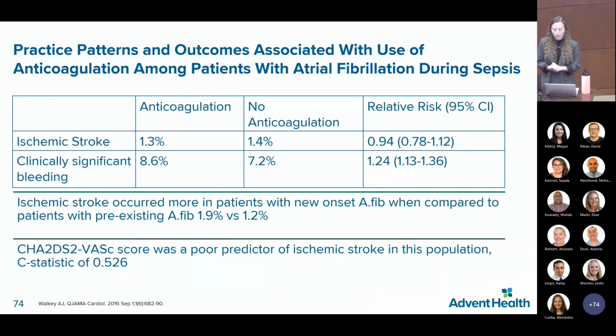They found there was no difference in ischemic stroke during hospitalization between patients who received anticoagulation and those who did not. There was, however, an increase in clinically significant bleeding in the patients who received anticoagulation. When assessing patients that had new onset AFib, they found that those patients were at an increased risk of ischemic stroke compared to patients with pre-existing AFib. They also assessed the use of the CHA2DS2-VASc score in patients with sepsis, and it was determined to be a poor predictor of ischemic stroke with a C statistic of 0.52.